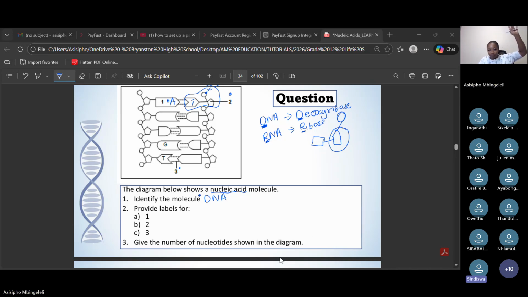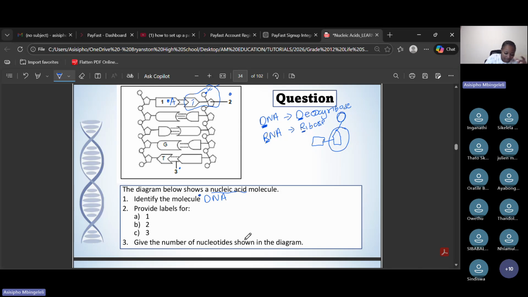Yes, sorry to take you back to question 2 at labeling 1. What if instead of writing adenine, I wrote nitrogenous base? Okay, good question. On this question where we said provide labels for 1, the understanding that this section is a nitrogenous base is correct, but we needed you to tell us which base is found there.